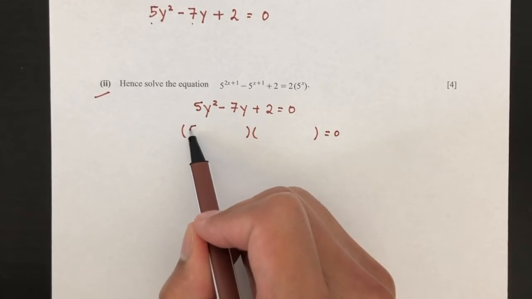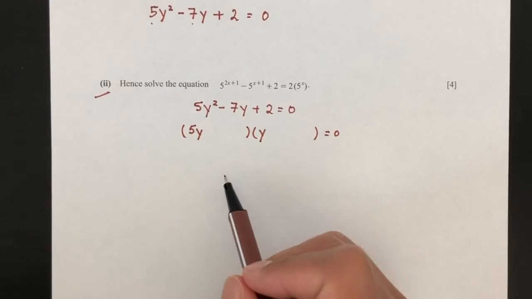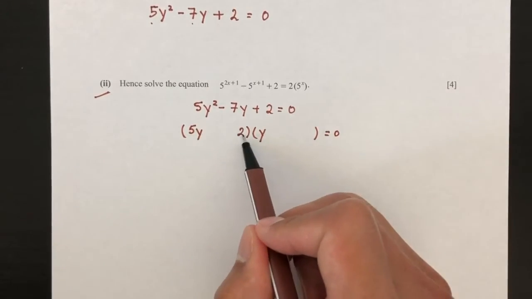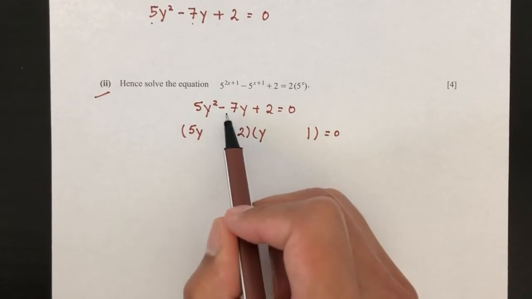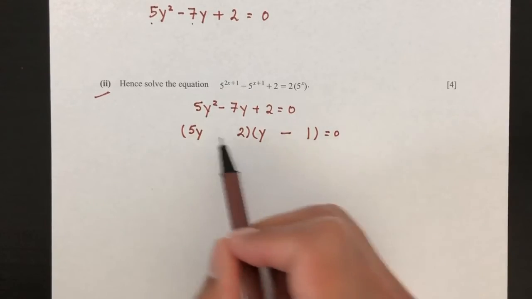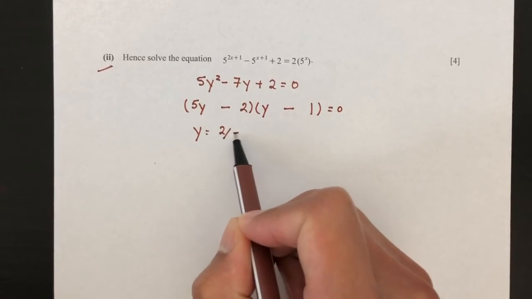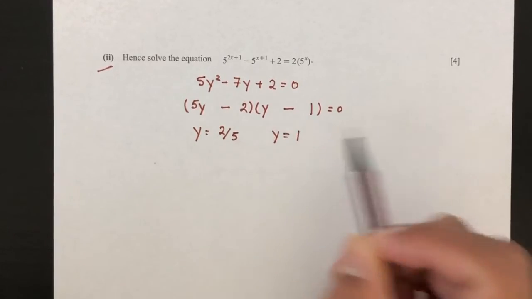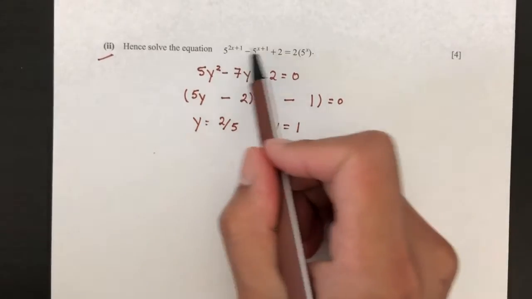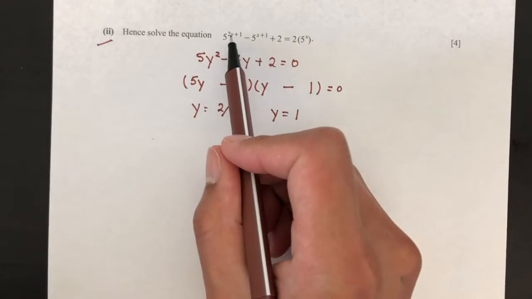5y squared is only 5y times y, and 2 is just 2 times 1. For us to get minus 7, we have to do minus 5 and minus 2. So y can be 2 over 5, or y can be 1. Now we have to find the value of x, because that is the main equation.